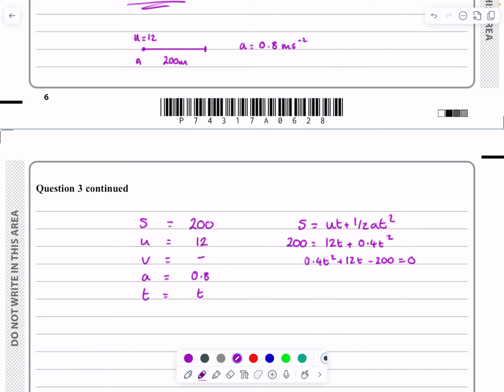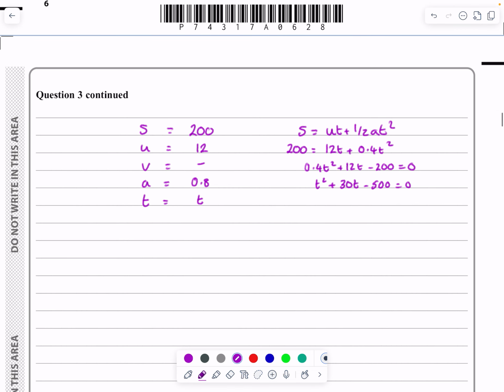So if I multiply everything by 2.5, I'll get T squared plus 30T minus 500 equals 0. Now you don't have to do this. You could put this straight into the quadratic formula if you wanted. I just would have a quick look to see if that factorizes. No, it doesn't look like it factorizes anyway. Okay, so using the quadratic formula, t is equal to minus b plus or minus the square root of b squared minus 4ac, all over 2a. So if I put that all in, I get 30 squared, minus 4 lots of minus 500, so plus 4 times 500, all over 2.